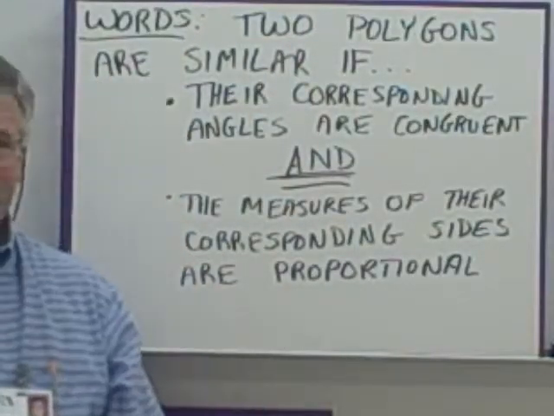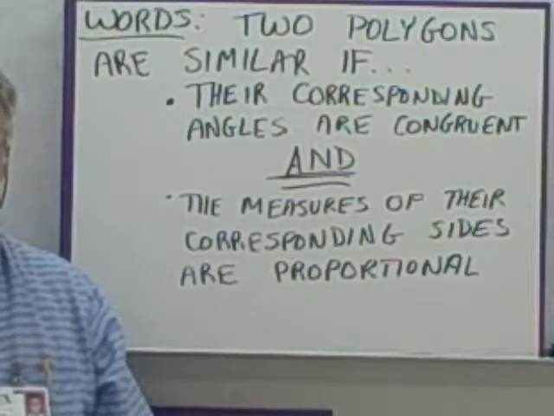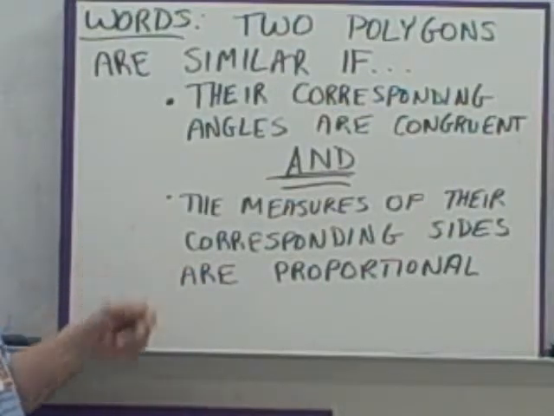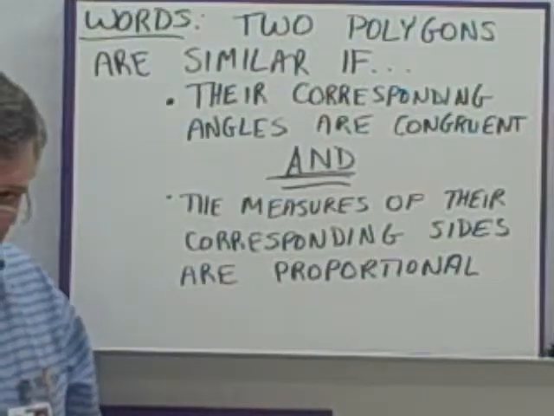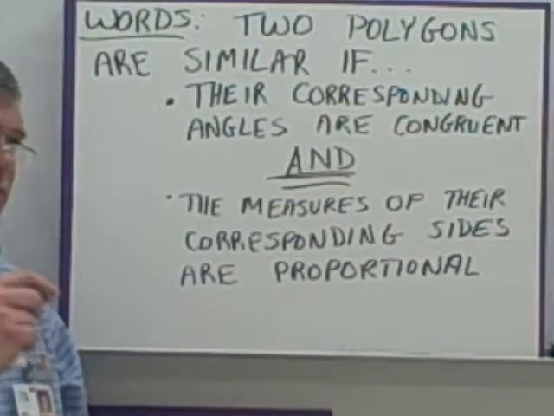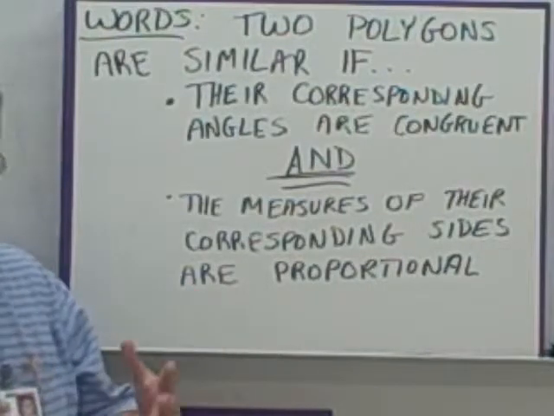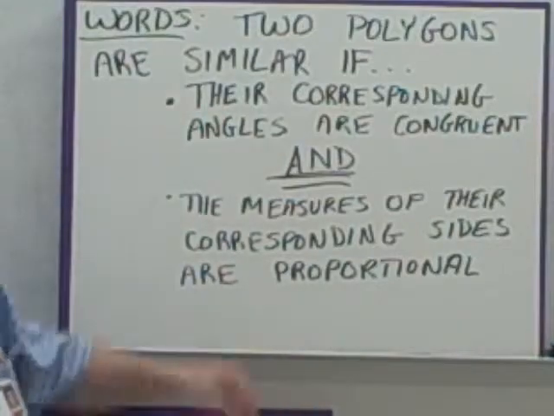Two polygons are considered similar if their corresponding angles are congruent. That means their angles are equal. And the measures of their corresponding sides are proportional. Proportional. You'll remember that from first semester in our class. Proportional generally means that one of them is going to be bigger than the other, but they have the same shape.